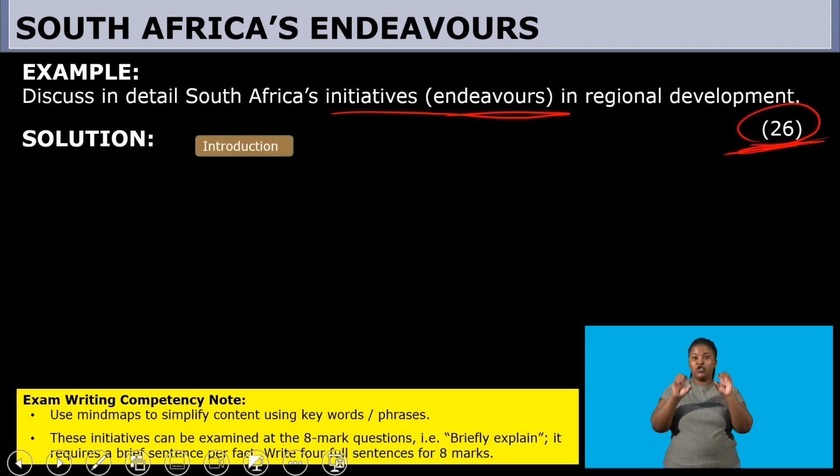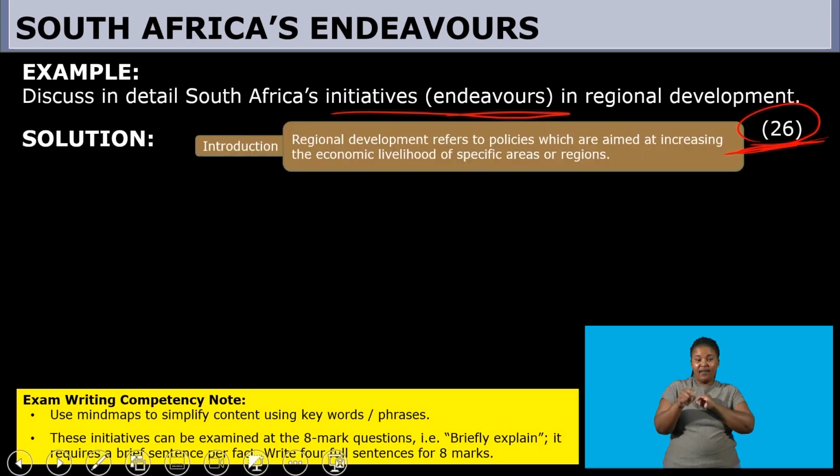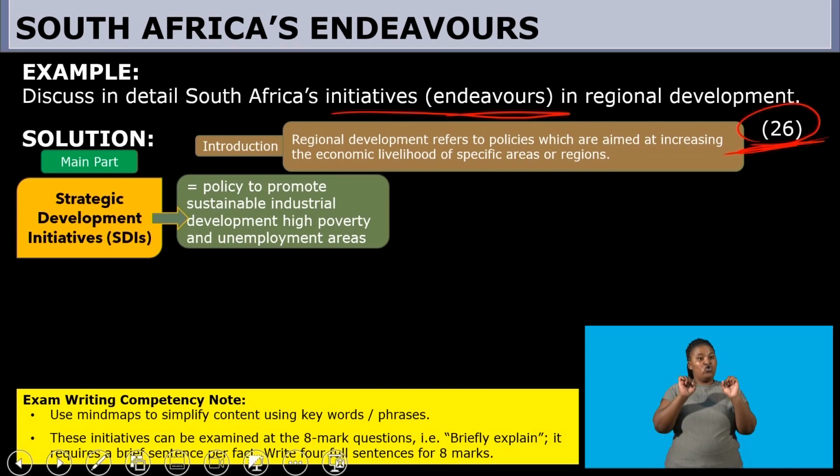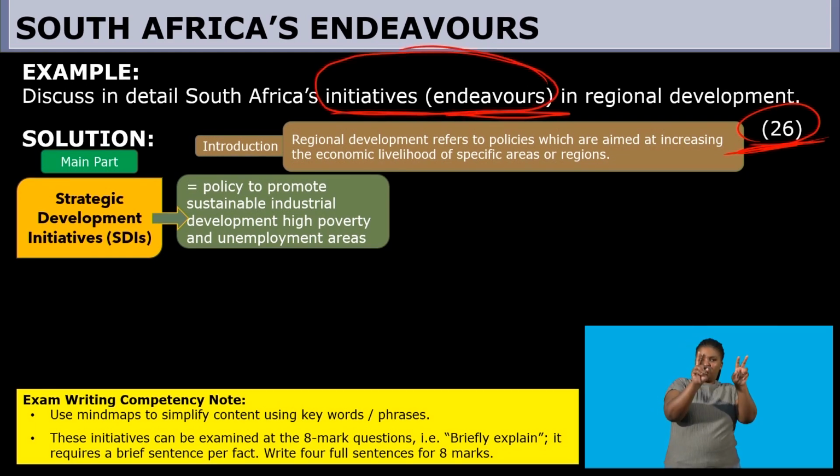So you need to have your introduction. Your introduction is just a description of the key concept here, that is a description of regional development. Then you now go to your main part. You have to write your subheadings. Now, your subheadings are those initiatives. So under each and every initiative, you now have to explain.